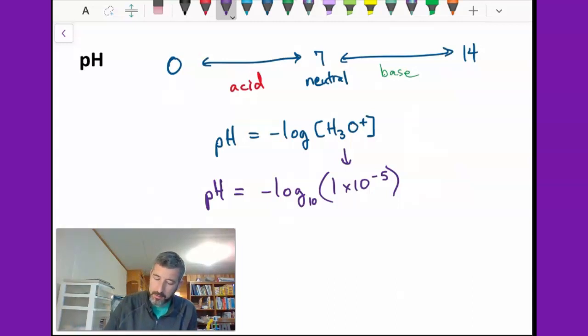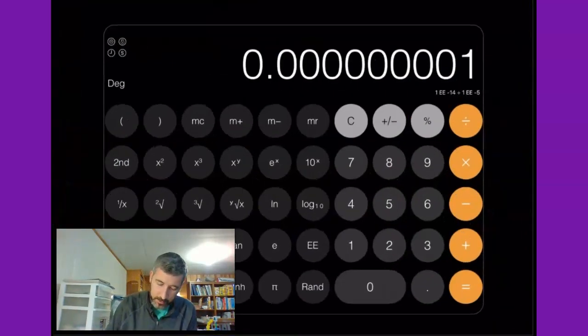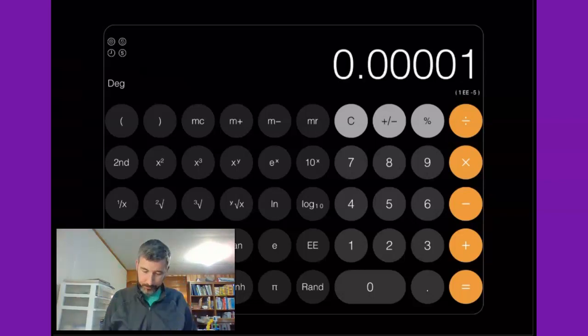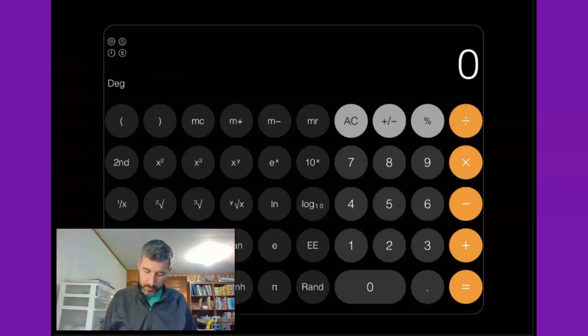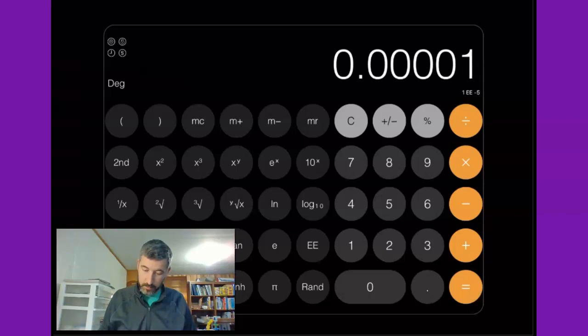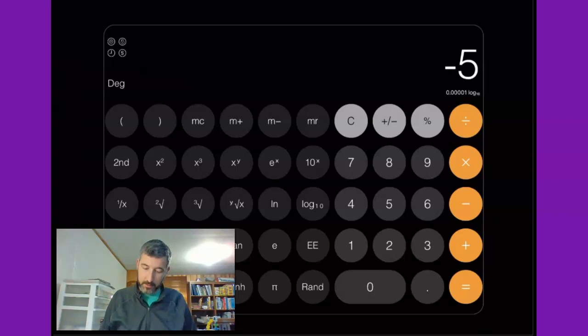All right, so on the calculator, see if we can do this, clear out our last problem. Okay, so on my calculator, I'm going to hit 1 EE5 negative, and that's going to just turn it into regular notation. Okay, and then I'm going to hit the log base 10, and then I'm going to take the negative of that, and so I get 5. All right, so that's how we use the calculator on your phone or other device that you might have. That's how we're going to find the pH.